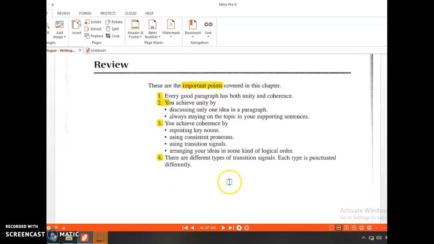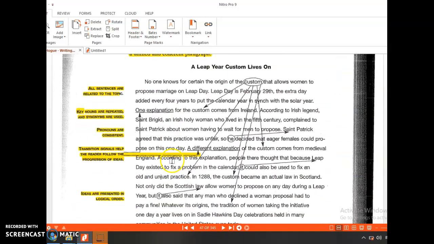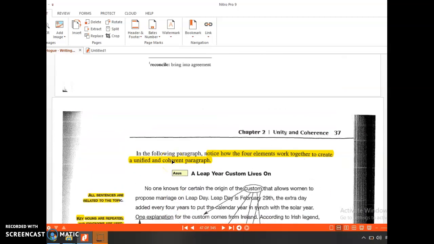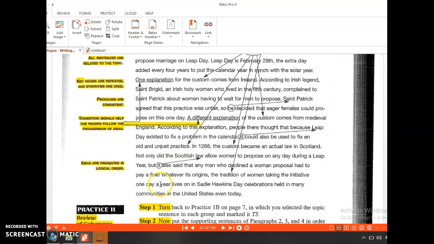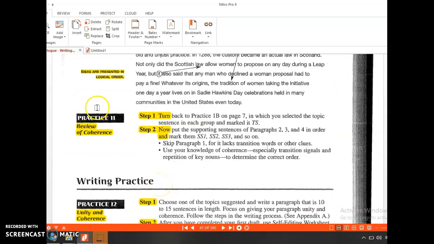Alright, this is only the review. Read this. This is the important point. And you can read this at home too. Now, practice 2, review of coherence. Step 1, turn back to practice 1B on page 7, in which you selected the topic sentence in each group and marked it as TS. So you have to go back to page 1. Yeah, that is practice 1B.